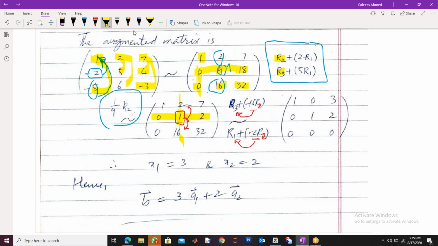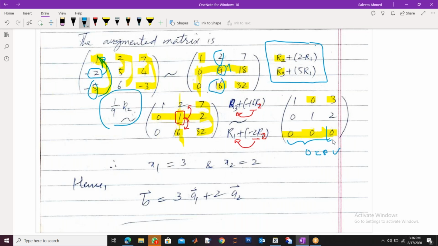But how will the other things change? Minus 2 times 2 is minus 4, plus 7. Minus 4 plus 7 gives you 3. Minus 16 plus 16 gives you 0 here. And 16 twos are 32. Minus 32 plus 32 is again 0 here. So the whole row becomes 0, no problem. Why? Because the third row gives you 0 equal to 0. So I still have a solution here. This is fine. 0 can be equal to 0.